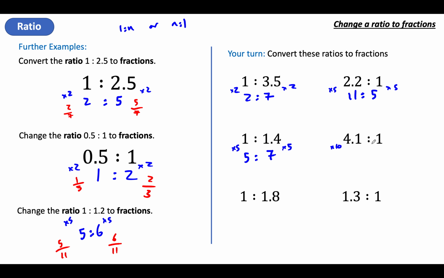Now this one, 0.1, I'm going to have to times this by 10, which will become 41 to 10. That might seem a lot, but there's no other number smaller than that would turn 4.1 into a whole number. Again, I'll come back to the fractions in a moment. 0.8. Let's see.